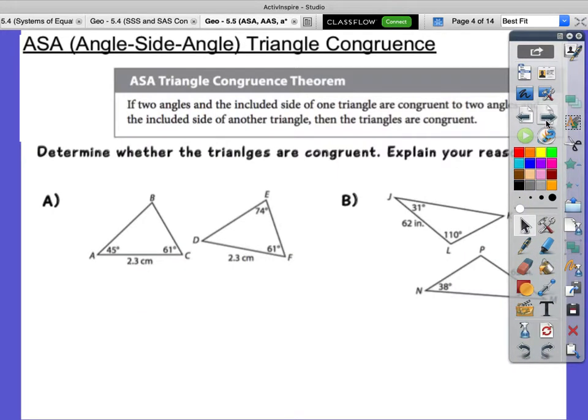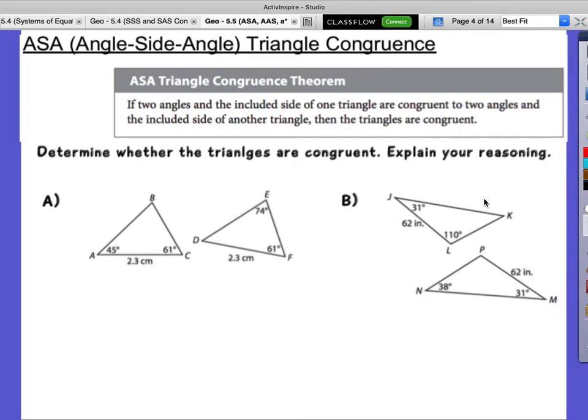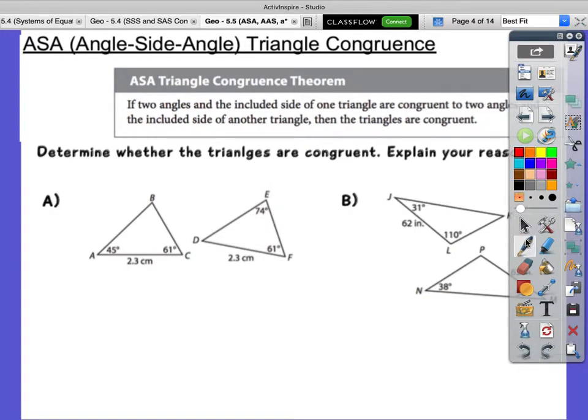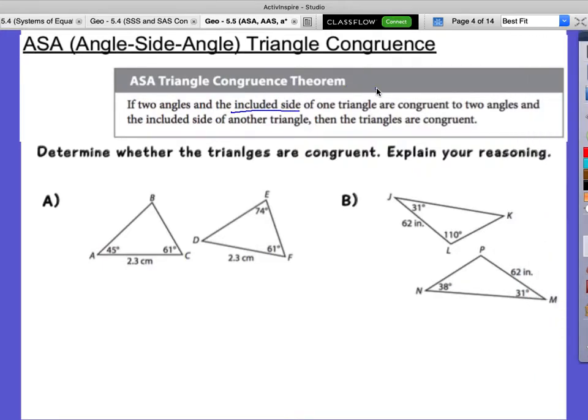And that leads us into our first triangle congruence shortcut for today: angle, side, angle, ASA. It says if two angles and the included side of one triangle are congruent to two angles and the included side of another triangle, then the triangles are congruent. Okay? So same kind of thing as side, angle, side, it's just kind of reversed. Instead of side, angle, side, it's angle, side, angle. Two angles and the included side.